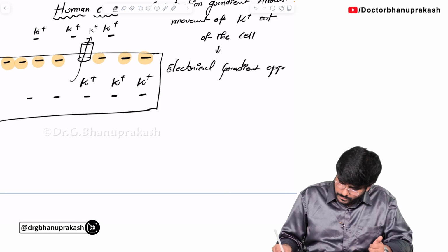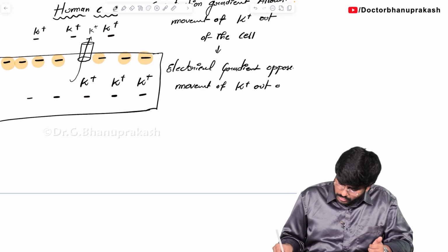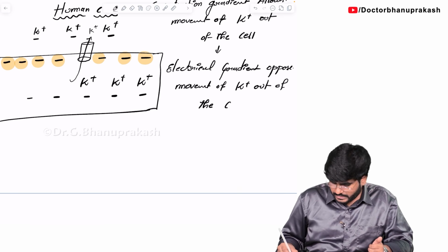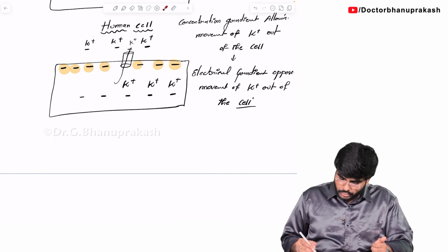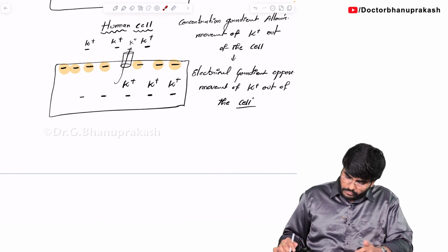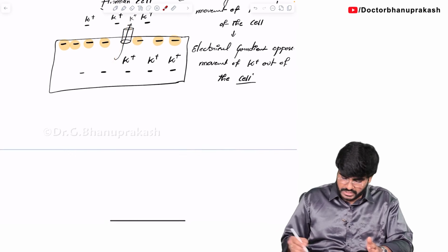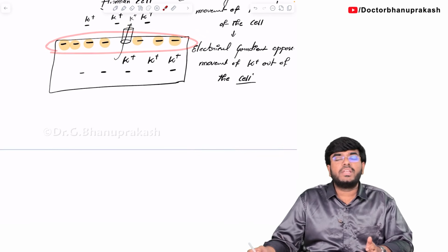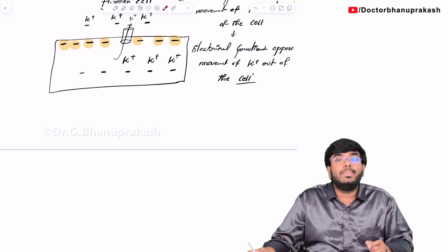After some time, electrical gradient opposes movement of potassium out of the cell. Okay, so now tell me what happened finally. Now these negative charges are not allowing the potassium to go out. So my question to you, because of the movement of this potassium, what have we developed? Some voltage difference has developed. Inside the cell, negativity is there. This is called the equilibrium potential of the potassium ion.